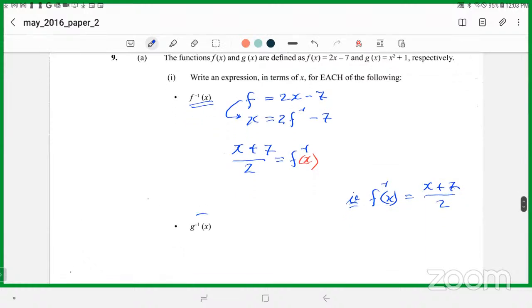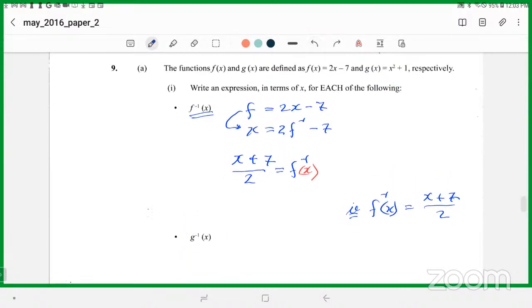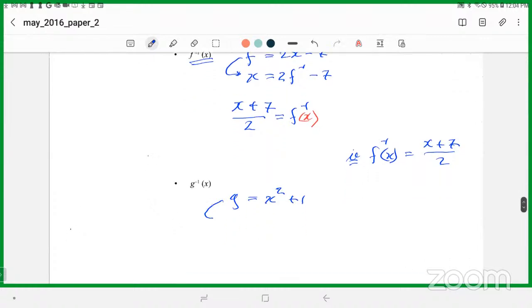Then we want to inverse the g. That's this one. All right, so let's go. I want to start by saying that g equals x squared plus 1. Then we're going to inverse it. When we inverse it, the g becomes x, and the x here becomes g to the minus 1. So I'm going to write it like this: x equals g to the minus 1, all squared, and then plus 1.